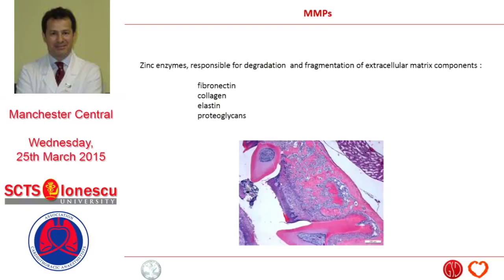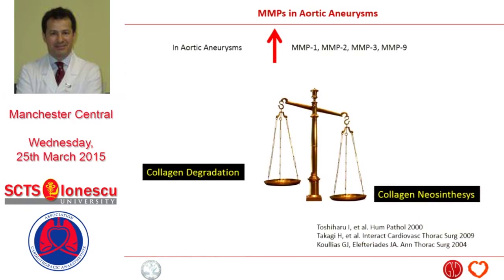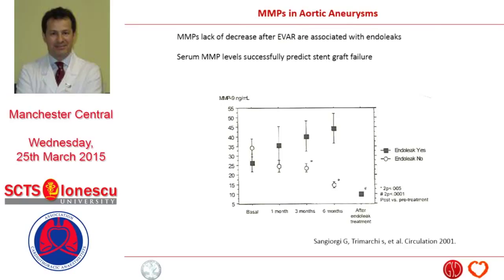MMPs. These enzymes, which are zinc enzymes, as you all know, have been shown to be much more frequent in patients affected by aneurysm, in particular MMP 1, 2, 3, and 9, because they determine and favor collagen degradation. We were able to report that the level of MMPs was statistically higher in those patients with abdominal aneurysm treated with EVAR. So serum MMP levels were able to predict a kind of endovascular failure of abdominal aortic aneurysm treated in this way.